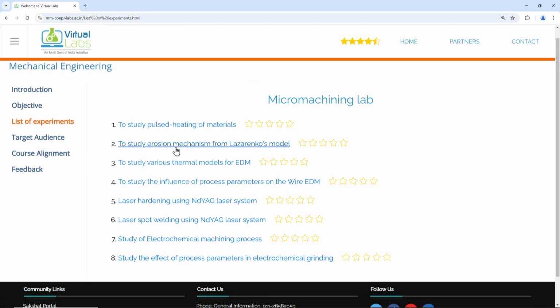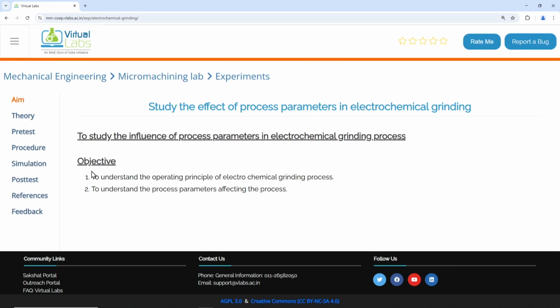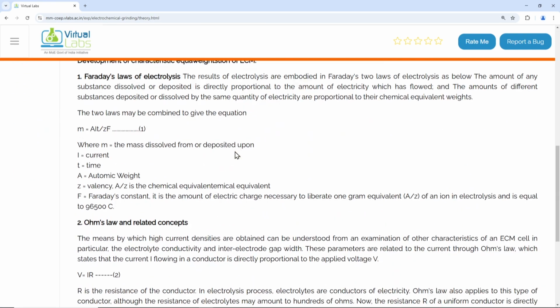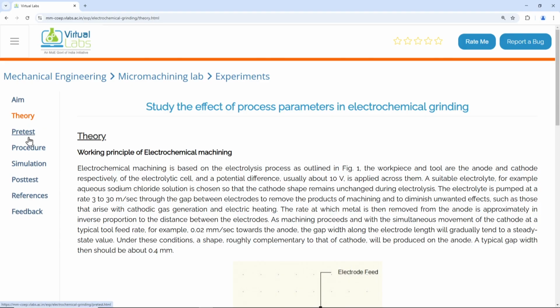Let me come to another experiment, that is, study the effect of process parameters in electrochemical grinding. This is electrochemical grinding, like electrochemical turning, in which a wheel is used. So here is the theory part of the electrochemical grinding; let me see if the figure is given here. It will be there in the simulation.